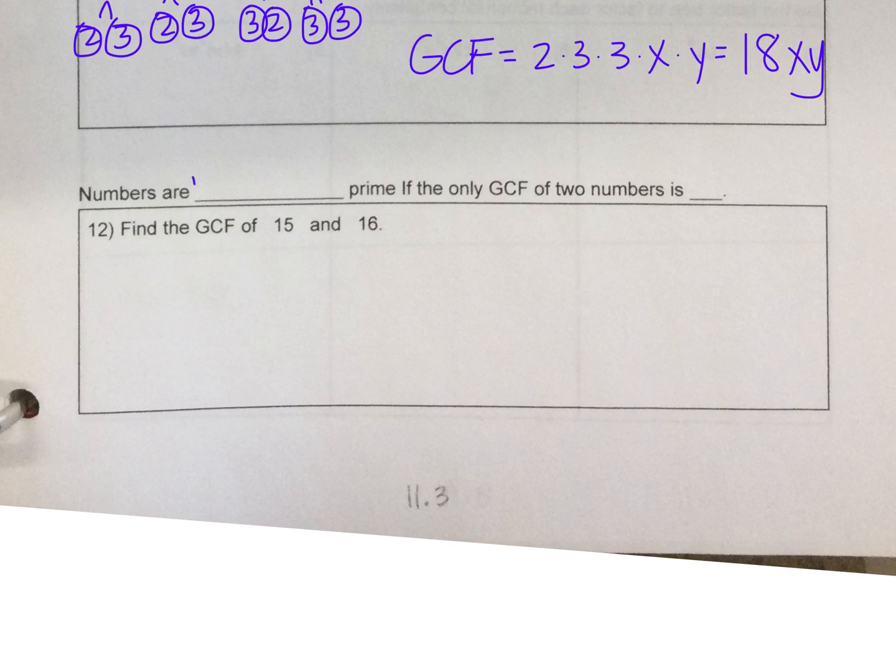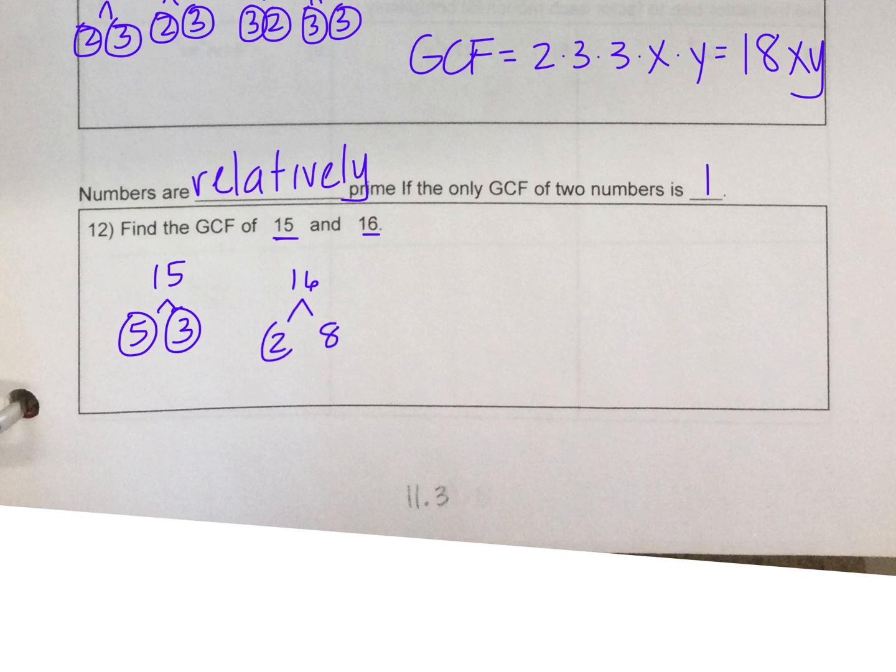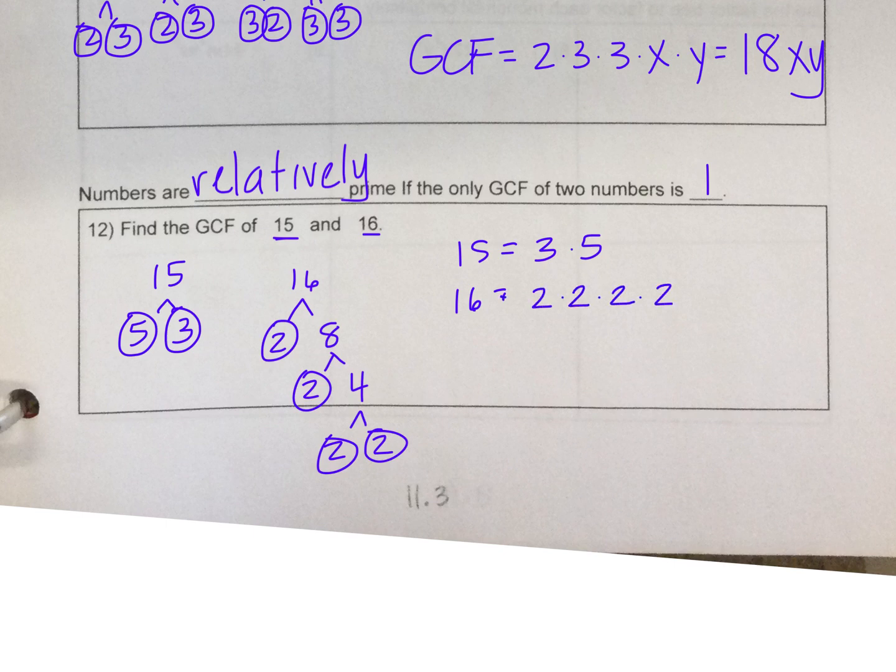Numbers are what we call relatively prime if the only GCF of the 2 numbers is 1. Okay, so let's see what I'm talking about. 15. Well, that's 5 and 3, prime. 16. That would be 2 and 8. And then that would be 2 and 4 and 2 and 2. So 15 is 3 times 5. 16 is 2 times 2 times 2 times 2. Well, there's nothing I can circle together. There's nothing that's the same. So it means that these guys don't have a GCF because they are relatively prime.